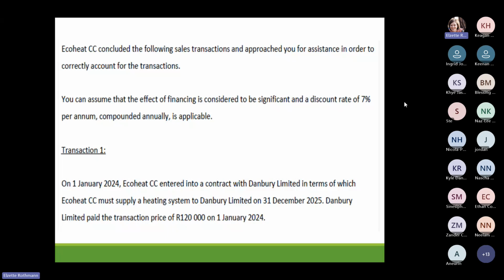Okay, so this is exactly now as my example that I've used earlier on. So what's happening is they entered into a contract. The one company need to pay, and the other company need to supply a heating system. Okay, the one company, Danbury, they paid the price on the 1st of January 2024. But Eco Heat CC didn't perform yet. Okay, because they tell us there they will only supply the heating system on the 31st of December 2025.